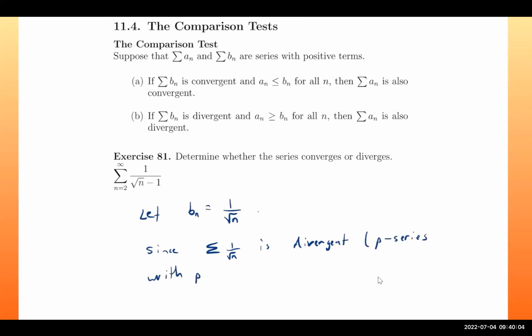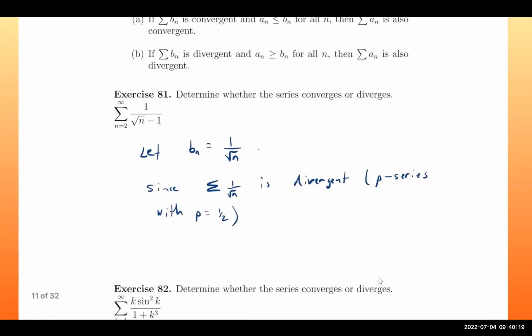with p equal to 1/2. So we know if p is less than or equal to 1, then it's divergent, and if it's greater than 1, it's convergent. And we also know that 1 over radical n minus 1 is greater than or equal to 1 over radical n, because the denominator is smaller, that makes the entire fraction bigger.